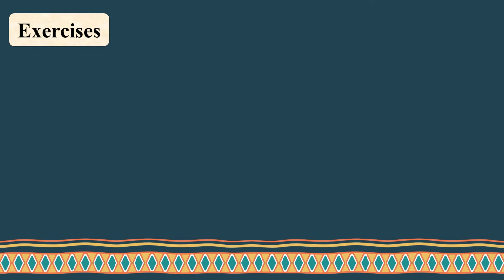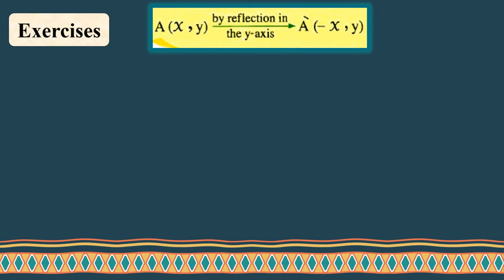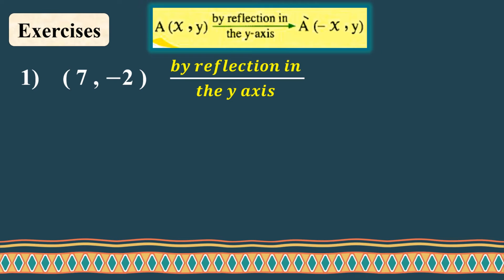Now exercises about it. Our rule is A(x, y) by reflection in the y-axis. Reflection in the y-axis means change the first projection of x, and y stays the same. Number 1, (7, -2) by reflection in the y-axis, so we change the first projection of x, so the answer will be (-7, -2).